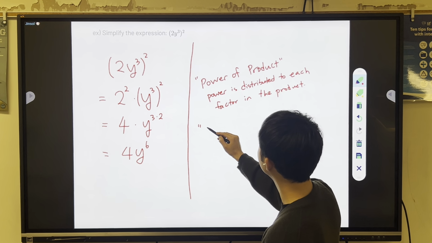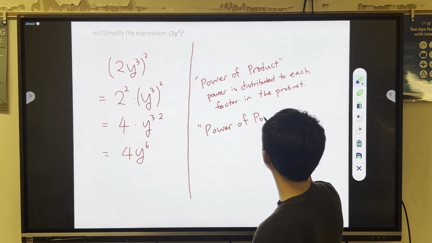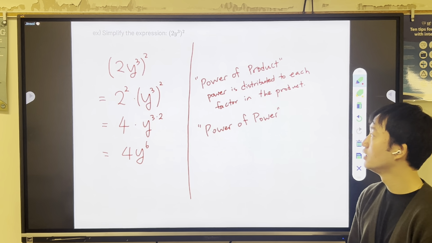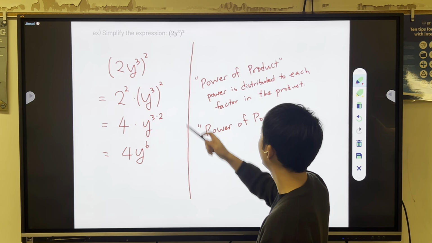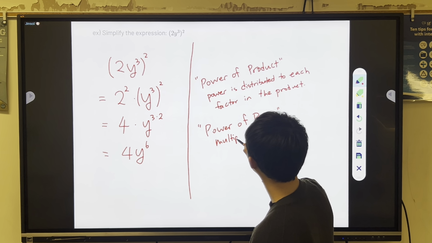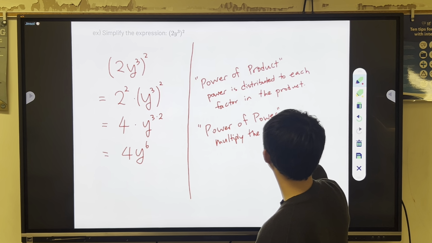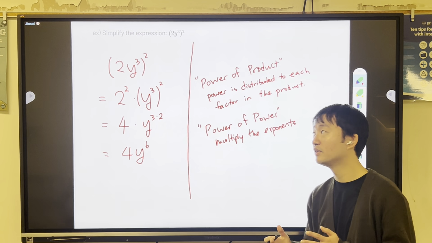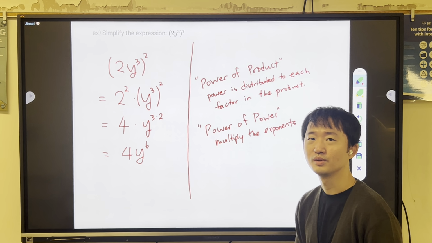The next one we used is the power of a power. That's where we used (y to the power of 3) to the power of 2. That's literally a power of a power. That's where we multiply the exponents. But make sure that you have the brackets first, so it's (y cubed) squared. Then we can use the power of a power.